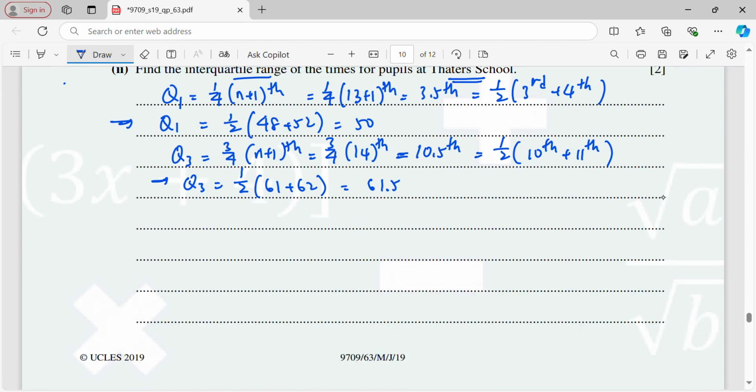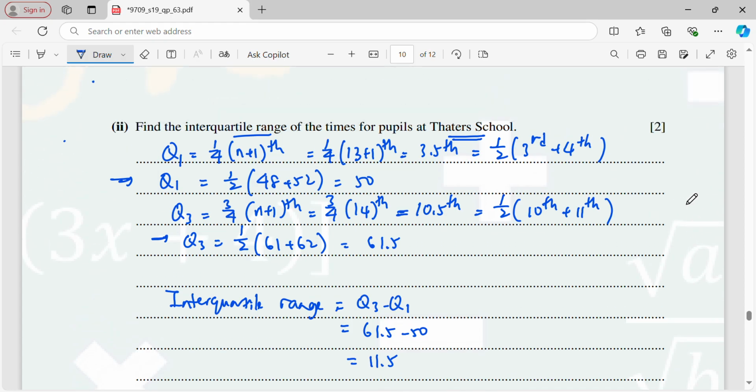Now my interquartile range, that is Q3 minus Q1. So I will get 61.5 minus 50. That is going to be 11.5. Okay, so done for this interquartile range.